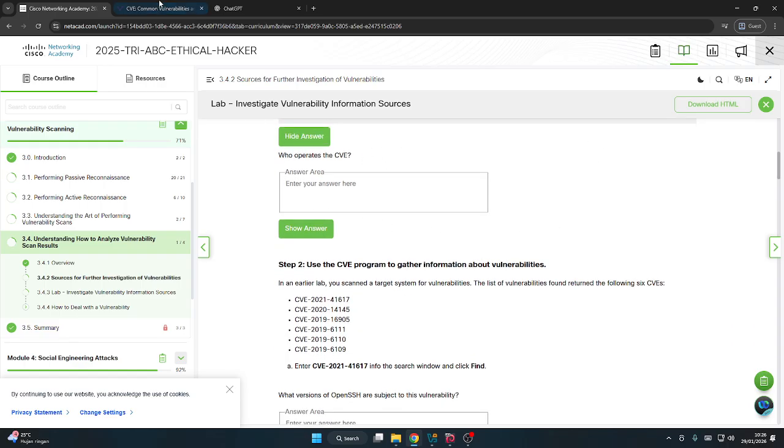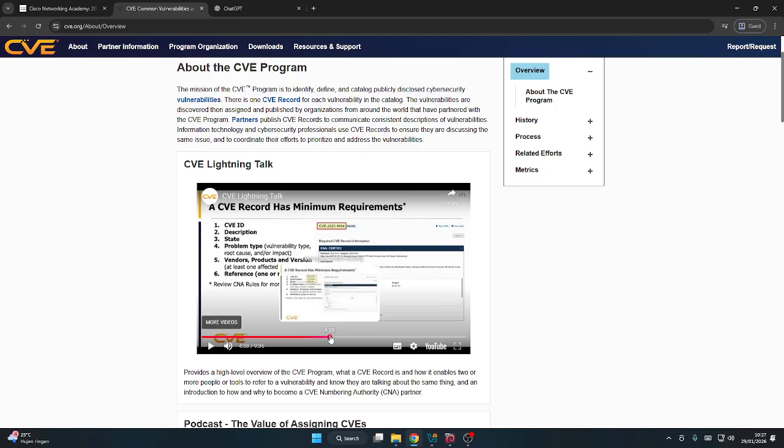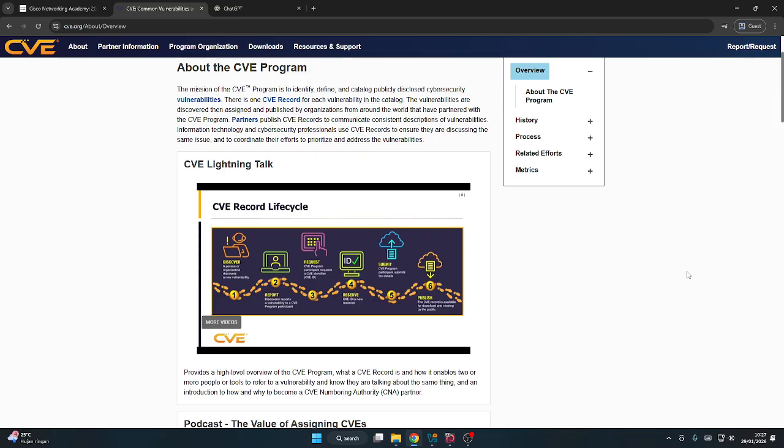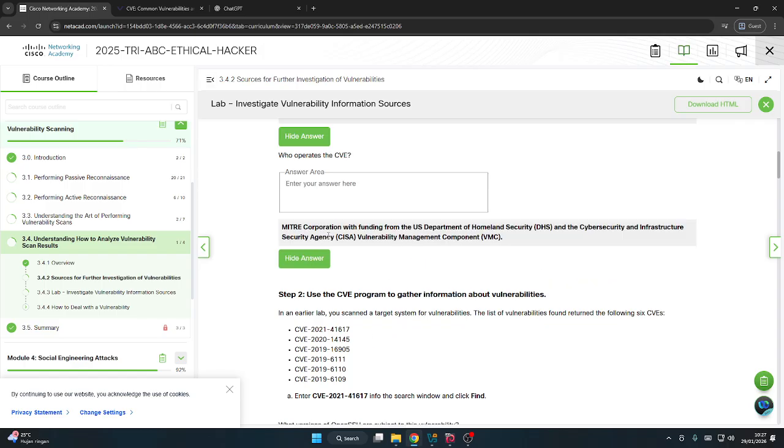So who operates CVE? CNA or CS, MITRE, in cooperation with funding from the U.S. Department of Homeland Security (DHS) and the Cybersecurity and Infrastructure Security Agency, CISA.